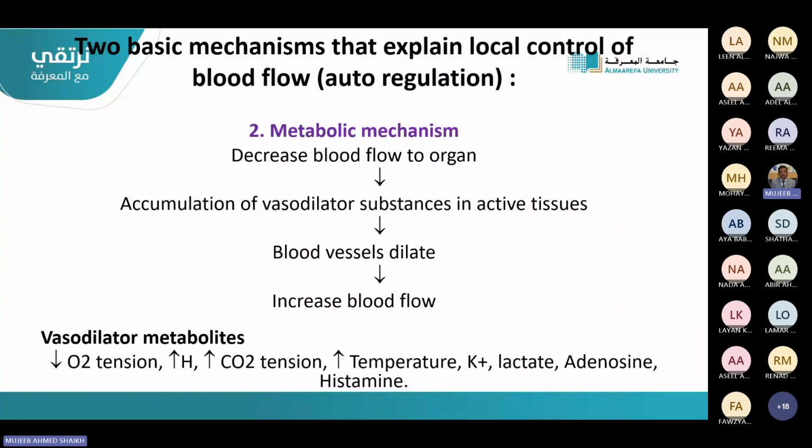Whereas in the metabolic or chemical mechanism, when there is decreased blood flow, this will lead to accumulation of many vasodilator substances like hydrogen, potassium, adenosine, lactic acid. All these things will be accumulated there. This will cause vasodilatation and increase the blood flow. Here it is: decreased oxygen, increased hydrogen, increased CO2, increased temperature, or accumulation of potassium, lactate, adenosine, histamine, all are called vasodilator substances. These are chemical mechanisms to regulate the blood flow.